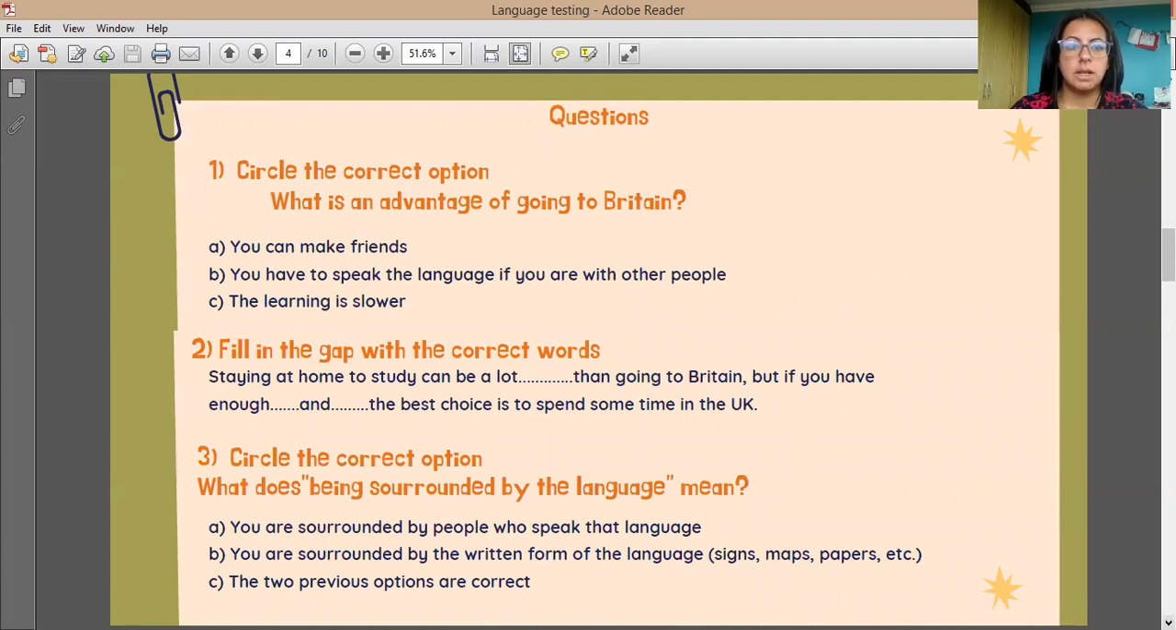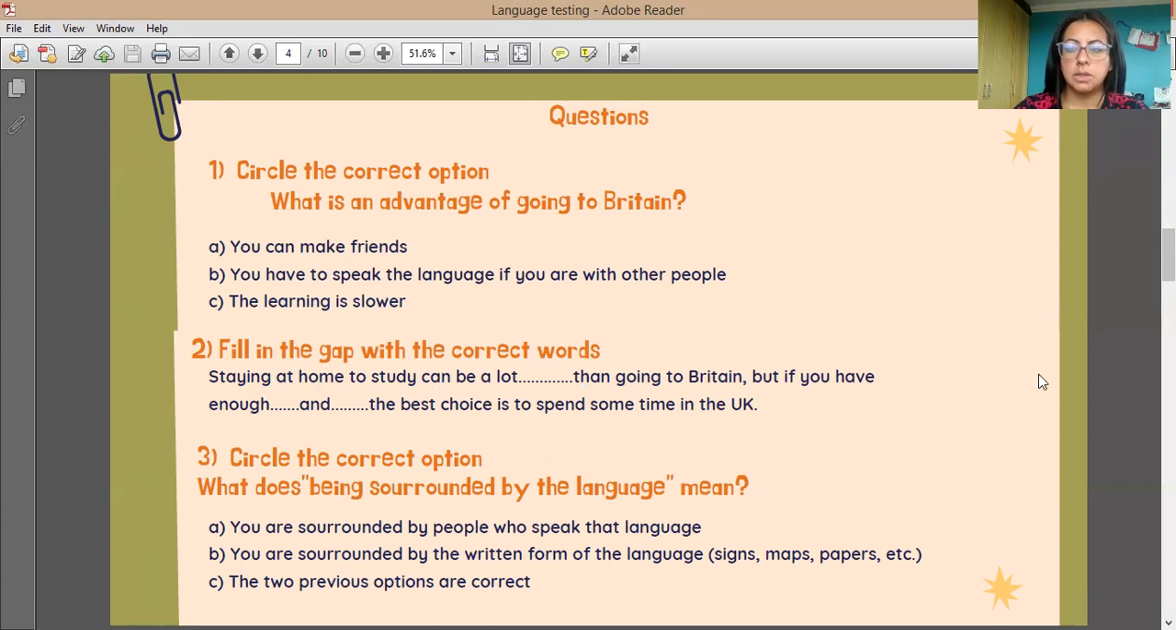And the questions are, first, circle the correct option. What is an advantage of going to Britain? So we have three options, and the correct one is the second one. You have to speak the language if you are with other people. Then we have the second question, which is filling in the gap. So fill in the gap with the correct words.